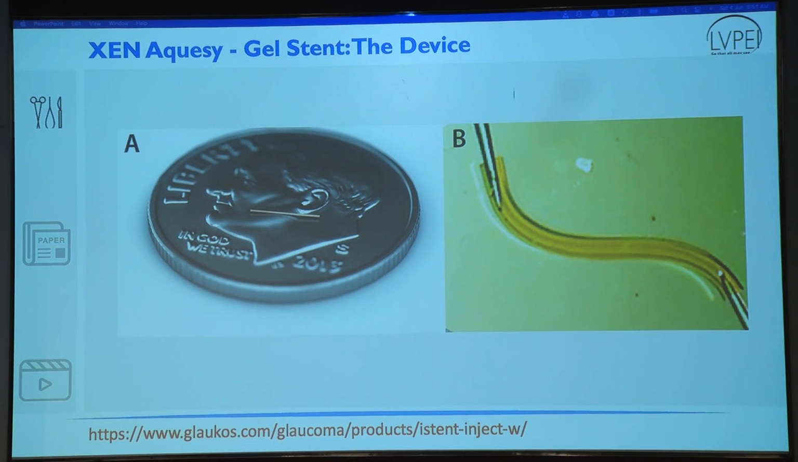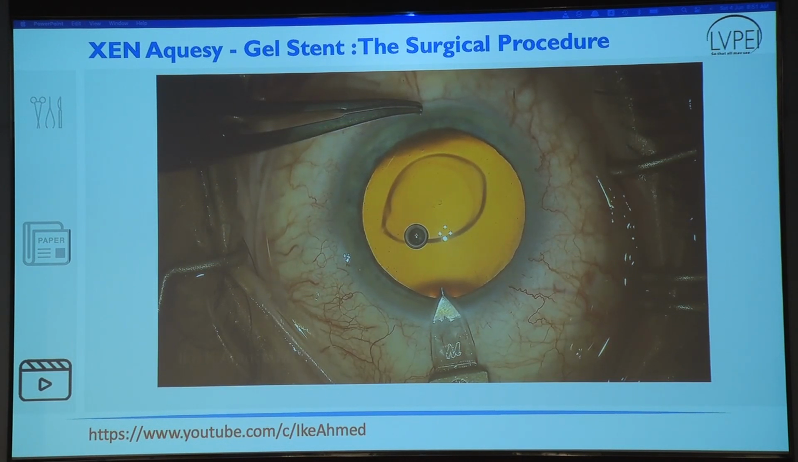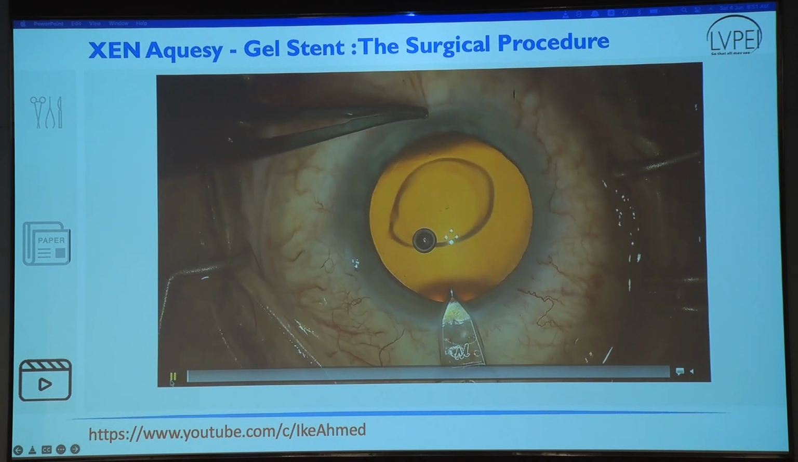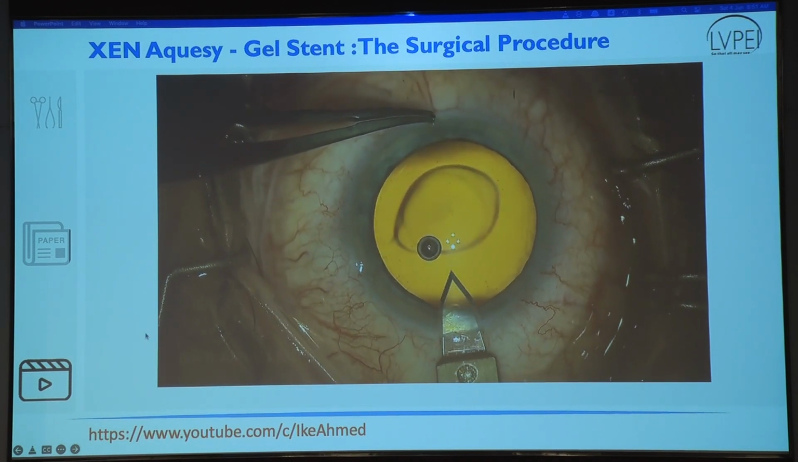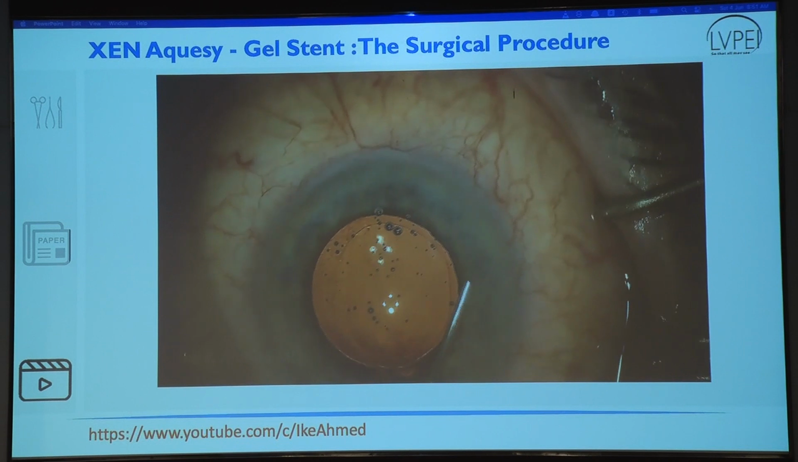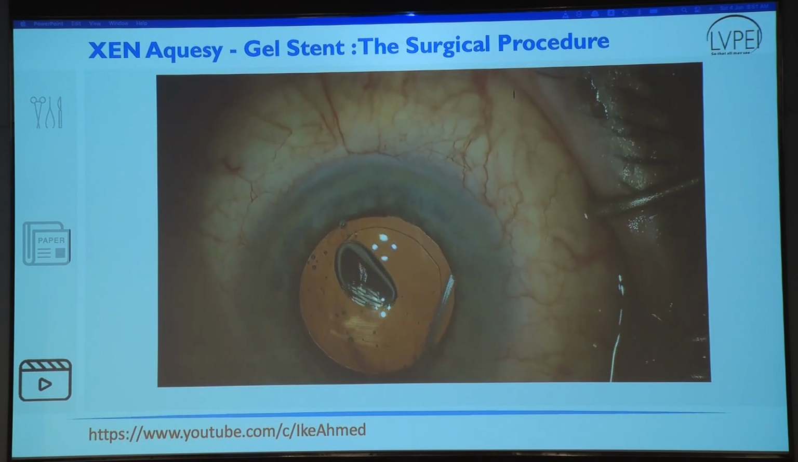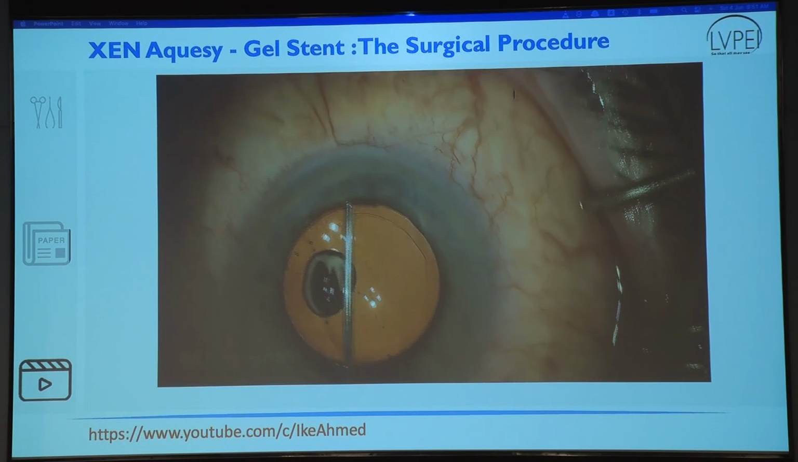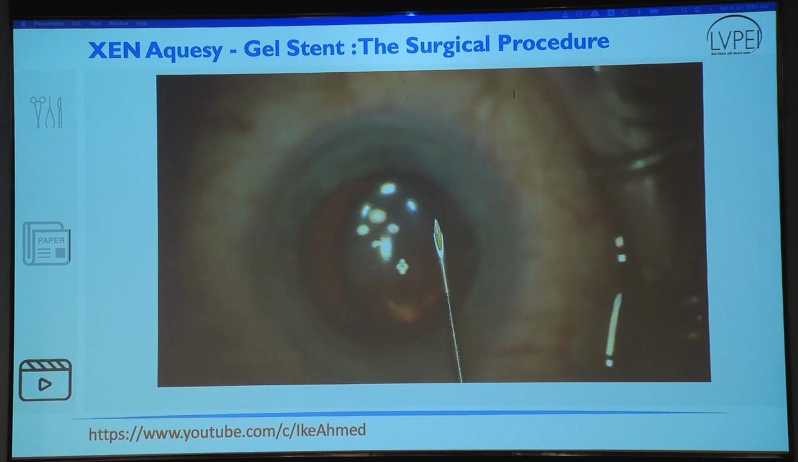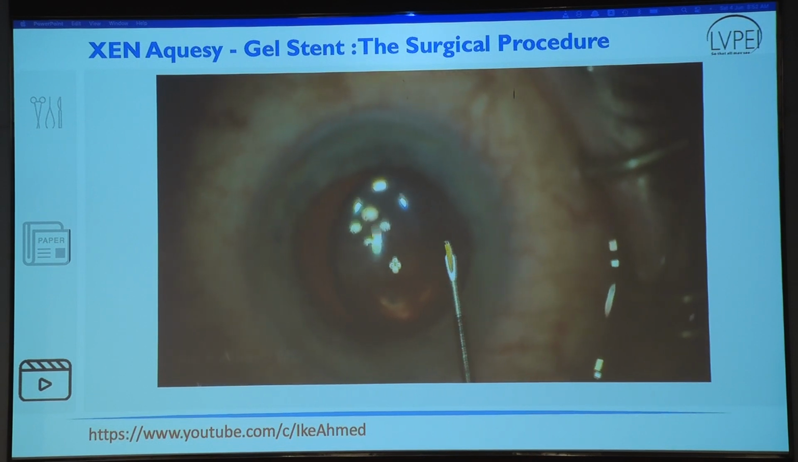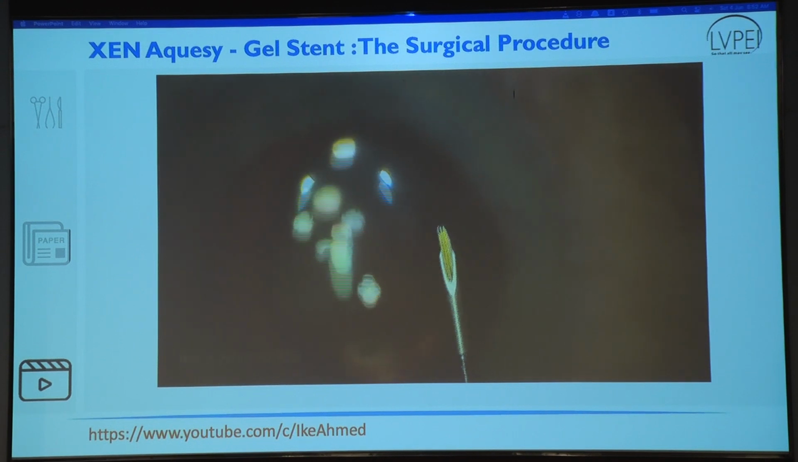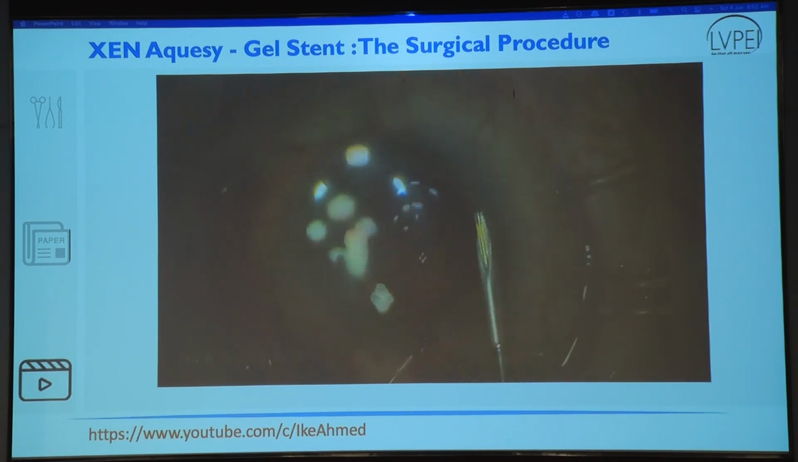So I'll just briefly again mention the Xen implant. It's a similar procedure. It's a collagen implant made of porcine collagen, and it is placed in the reverse direction to the InFocus implant. It's placed from an ab interno approach, and this is what the implant looks like.